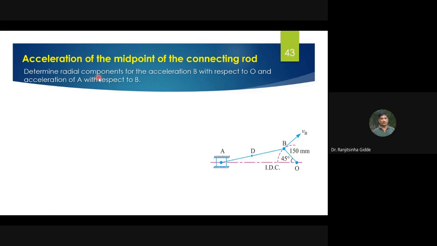We need to determine the radial component for acceleration of B with respect to O. So this one is O, and for B, we need to determine the radial component. And again for this, A with respect to B. So after O, there is B, and after B, there is A. So this crank is going to rotate, and that motion is transferred to this connecting rod.